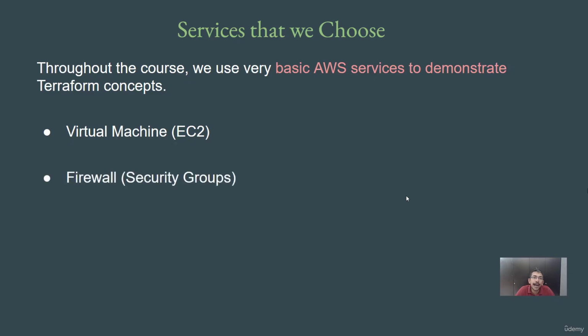Second one is the firewall. In AWS, it is referred to as a security group. Again, this is one of the common features that we will be using to demonstrate a wide variety of Terraform concepts.